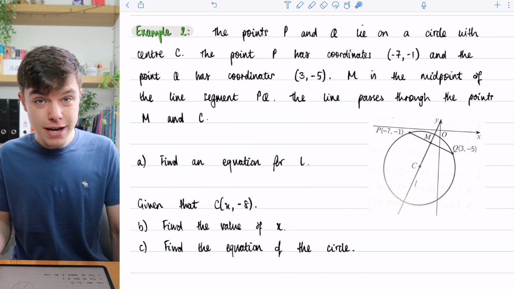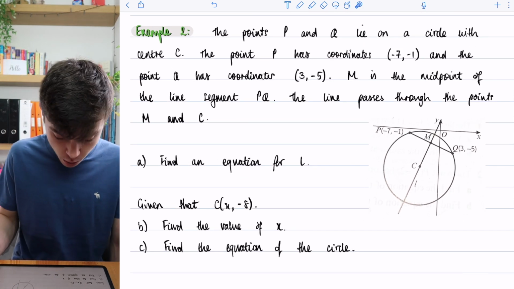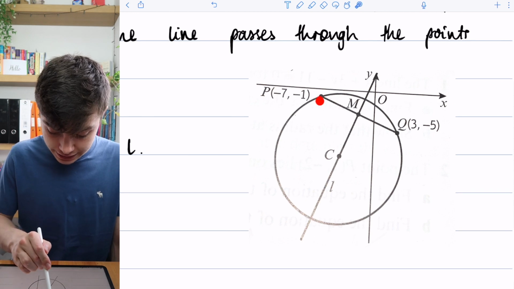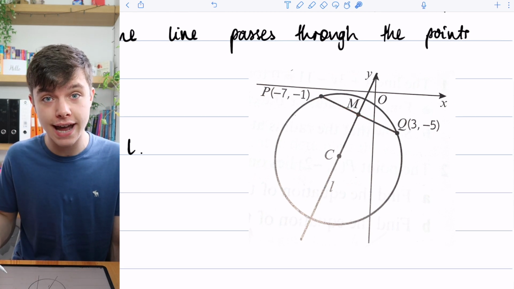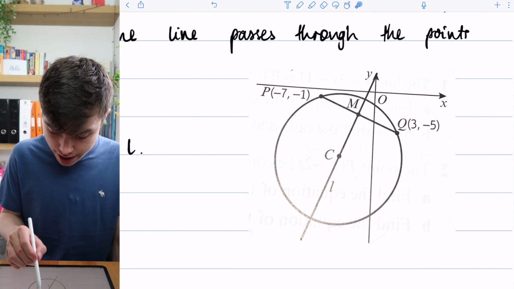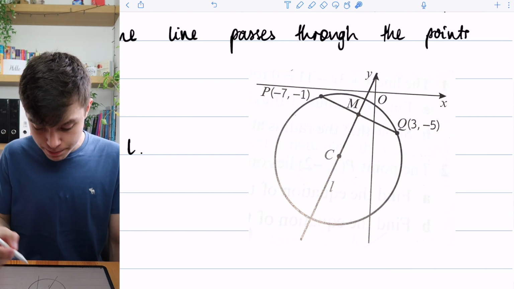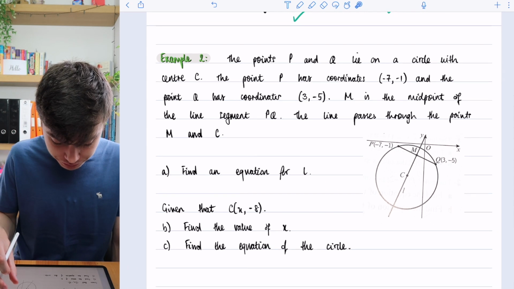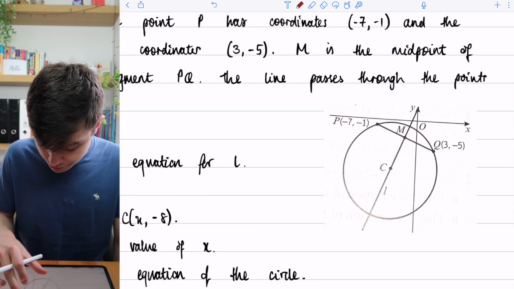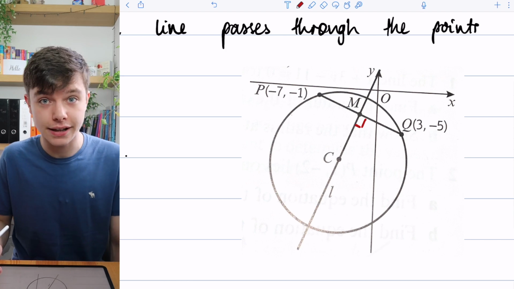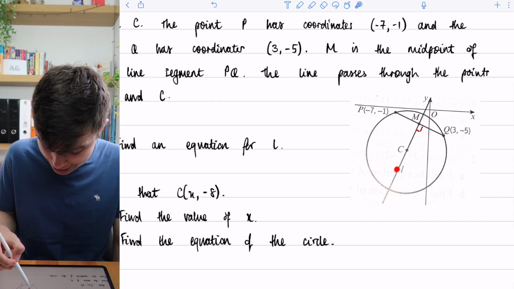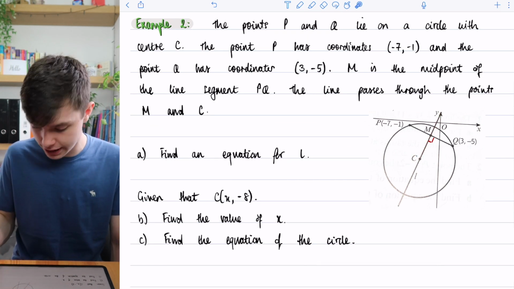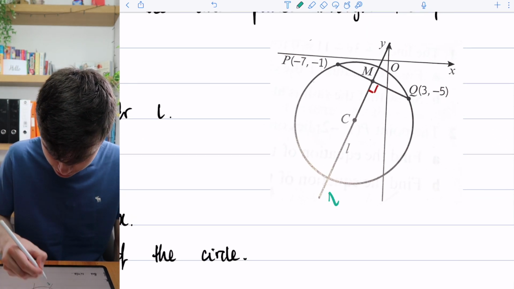It says M is the midpoint of the line segment PQ. We don't really have to write line segment now, we can say chord, because it is a line connecting 2 points on the circle together. M is the midpoint, and we know that because we can see this line passes through C, it passes through the midpoint, and we can clearly see from the diagram that it is perpendicular. So this line, or line L that we're calling it, passes through the points M and C. That must be a perpendicular bisector, and we'll write that on.